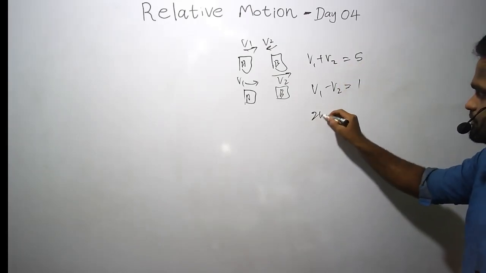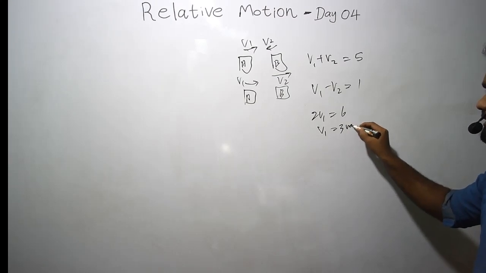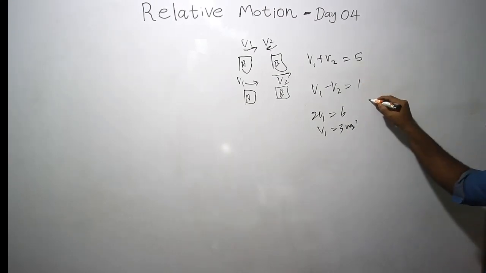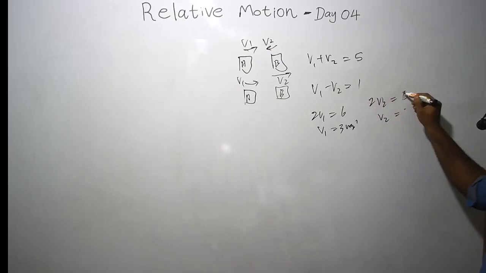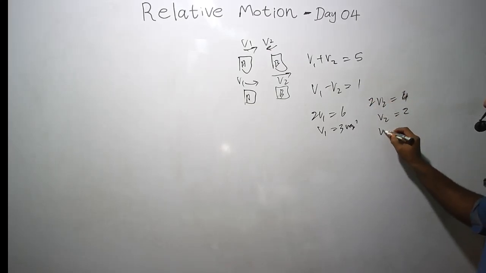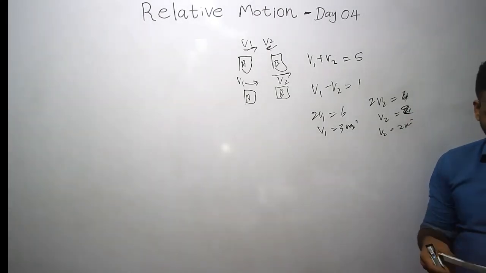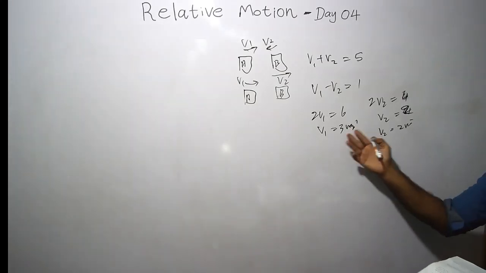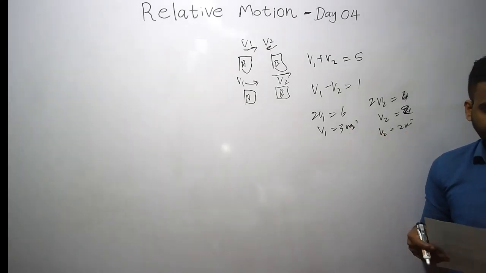Add these two, you get 2v1 equals 6. So v1 is 3 meters per second. Then subtract, 2v2 is equal to 4. So v2 is 2. So you get 3 meters per second and 2 meters per second. Third answer, yeah, correct. Third answer, okay.